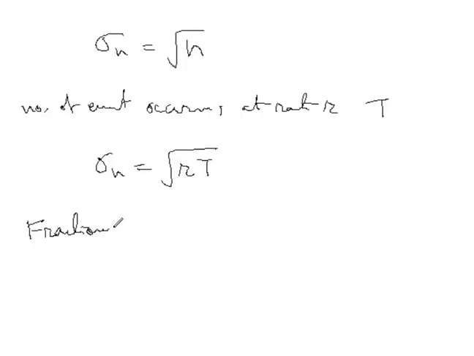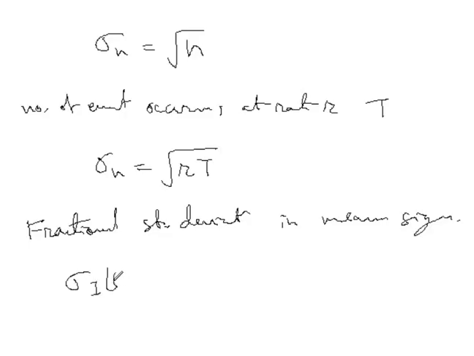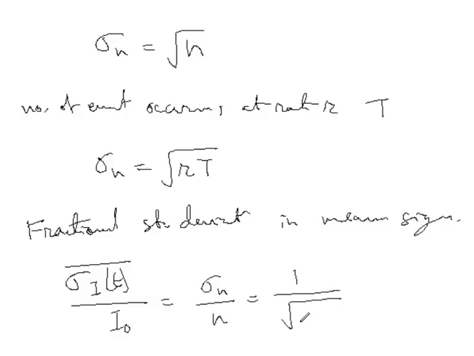fractional standard deviation in measured signal due to random fluctuations in pulse arrival time is given by this ratio, and this is just 1 over root of R into T. So here this quantity is the time average of the standard deviation in the measured current, and T is the response time of the picoammeter, and I0 is the average current reading. Okay, here average current reading on the meter.